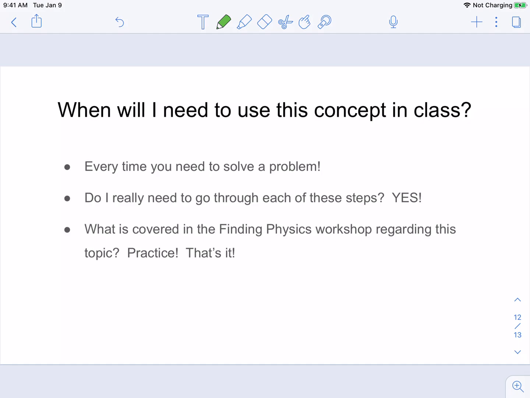And guys, I cannot emphasize enough the importance of following this problem-solving method. It is so key to helping you feel confident and comfortable as you go through a physics class. So start right off the bat, right at the beginning, start following this problem-solving process.